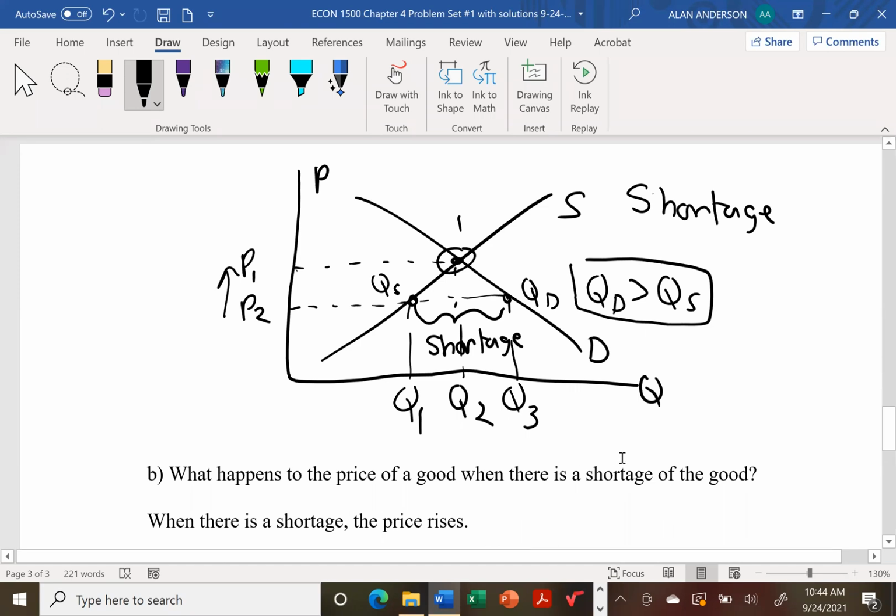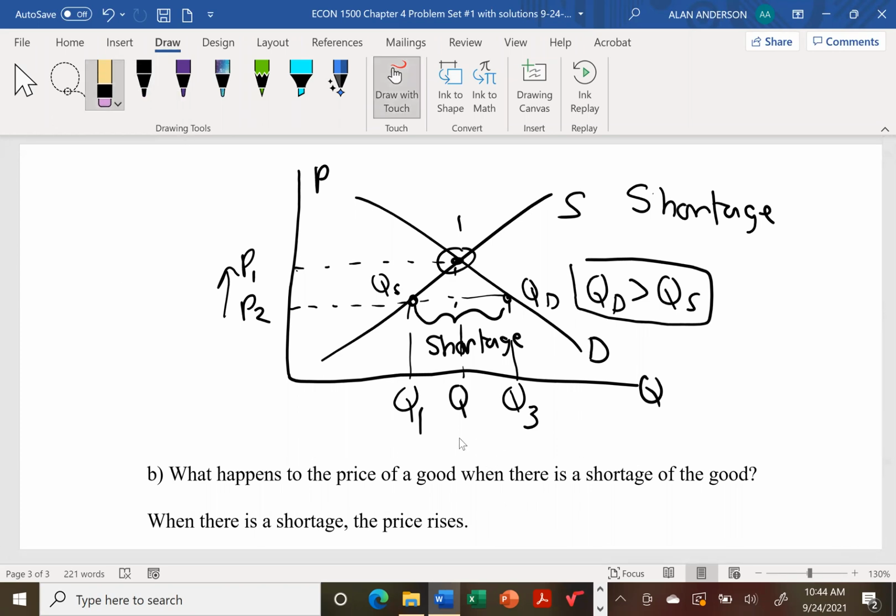All right, I guess I was being a little inconsistent here with these Qs. Let me change this. This really should have been, not that it really matters that much, Q1 because this is the equilibrium. This could have been 2 and 3, let's say. So the difference between these two is the actual shortage. All right, I think that's better. That's more consistent.